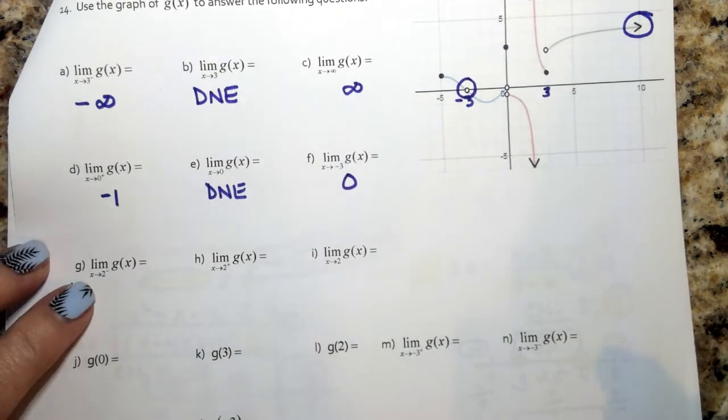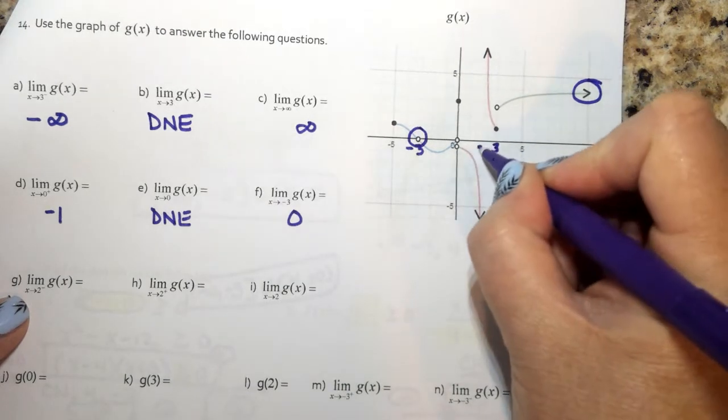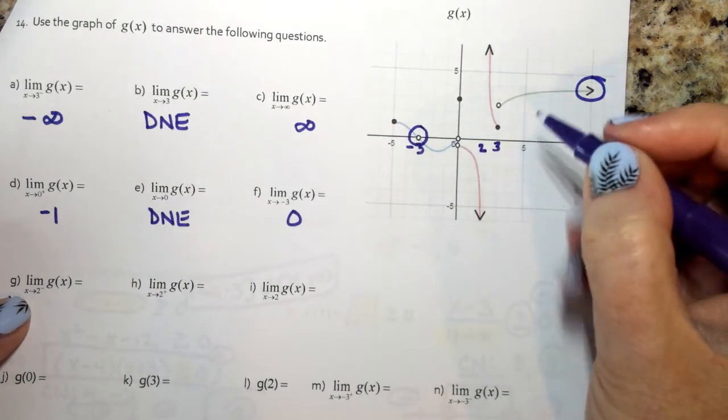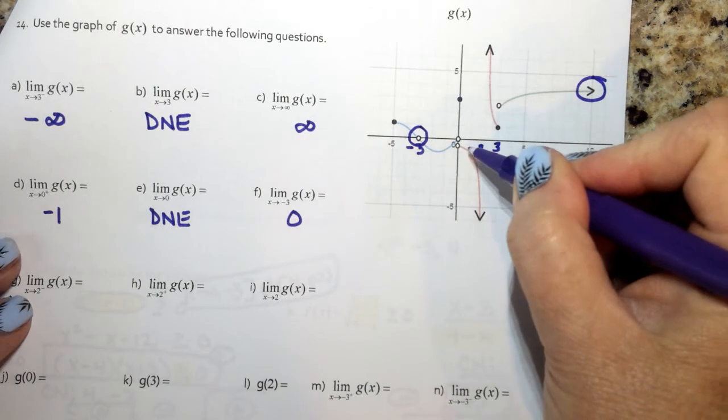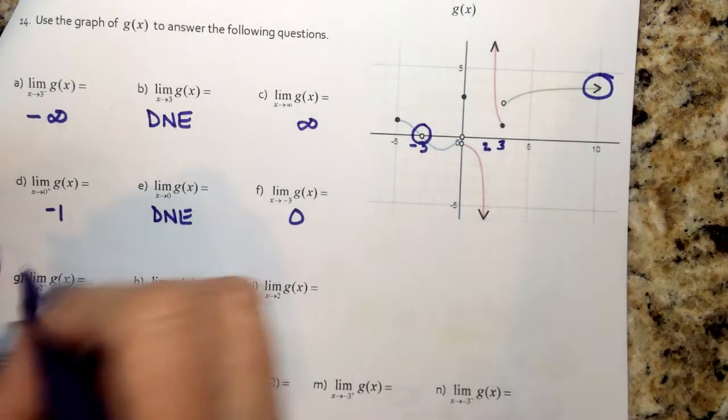So next we have the limit as x approaches 2 from the left. So here's 2 on my x-axis. So the limit as x is approaching 2 from the left. So again, to the left of 2, it's going towards negative infinity.